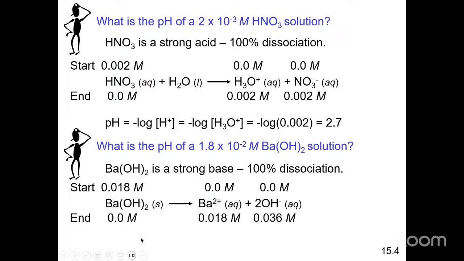To find the pH, what we have to do first is to determine the pOH, right? The pOH would be minus log of this, and then we subtract that from 14.00 to get the pH. Those two steps are done in this line right here. And the final answer here is 12.6, and that would be the pH of this solution. All right? Okay, any questions about this one?